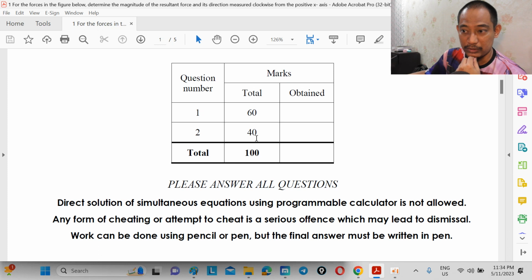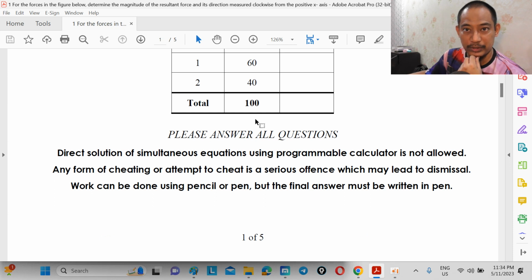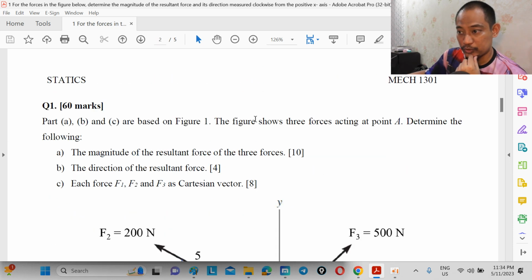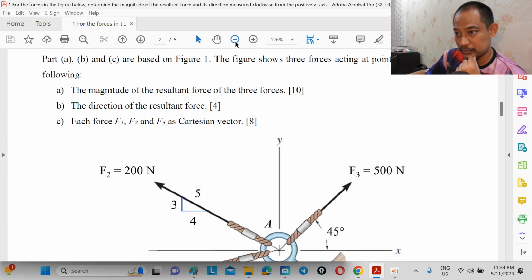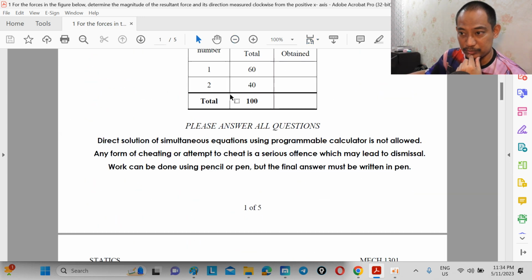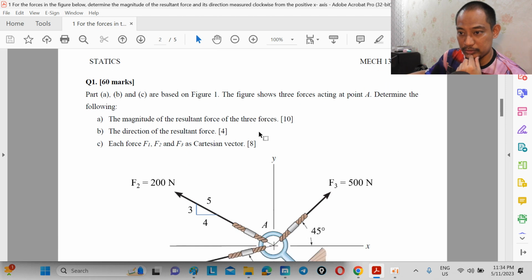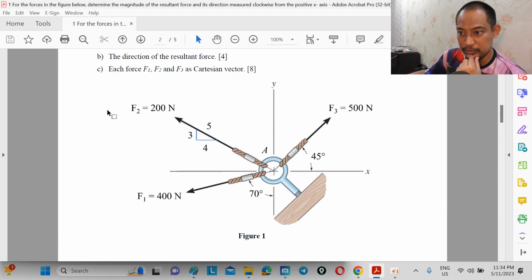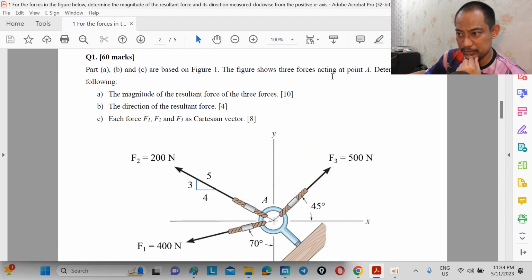So make sure you are aware of the mark distribution and plan accordingly to secure the most marks possible. Question number 1 gives you 60%, so you should be consistent here. This is chapter 2, I believe. If you can see, you need to find the resultant force.